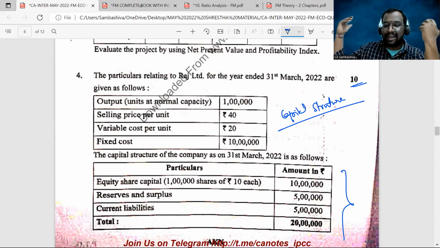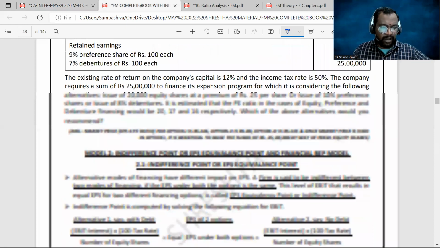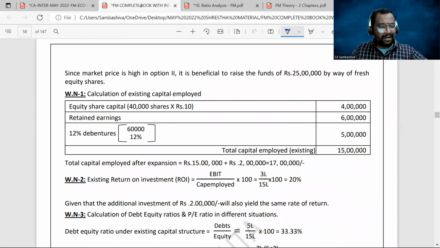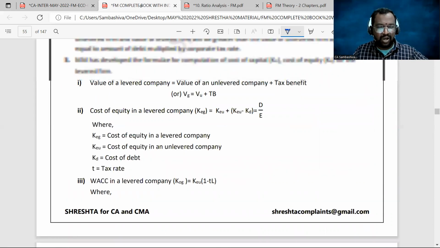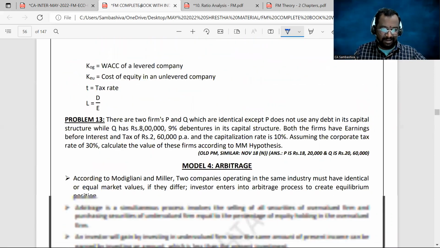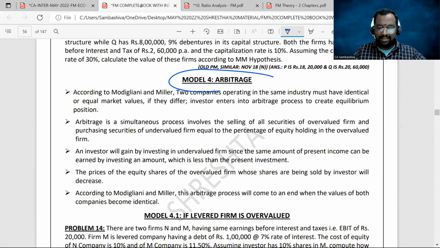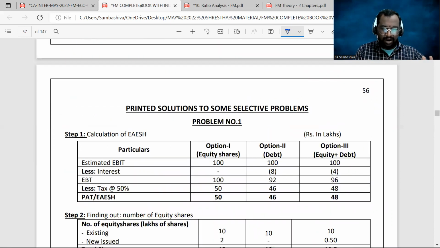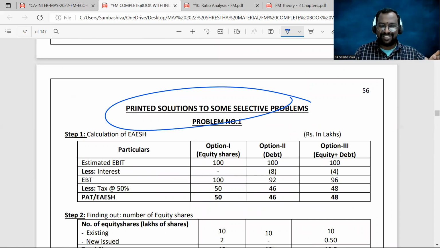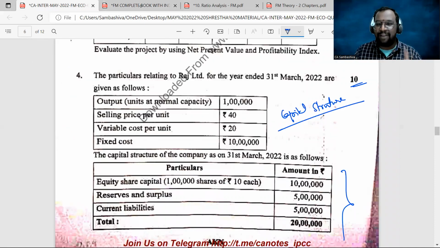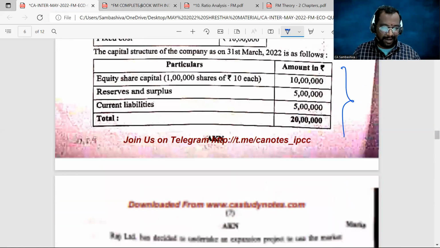Okay, now. So basically, at the end of the chapter, whatever the models are there, we might have left them. See, in the same chapter, capital structure, at the end of the chapter, you have a model called arbitrage. I bet 90% of the students might have left that arbitrage while they are preparing. You can see here, model number four is arbitrage. That's the last model of this chapter. You can check it out. After that, you will have the solutions, printer solutions. So 90% of the students might have left that concept of arbitrage for the main exams preparation. Yes or no? But 90% of the students, I can bet, might have done this first model. Clear. Next.